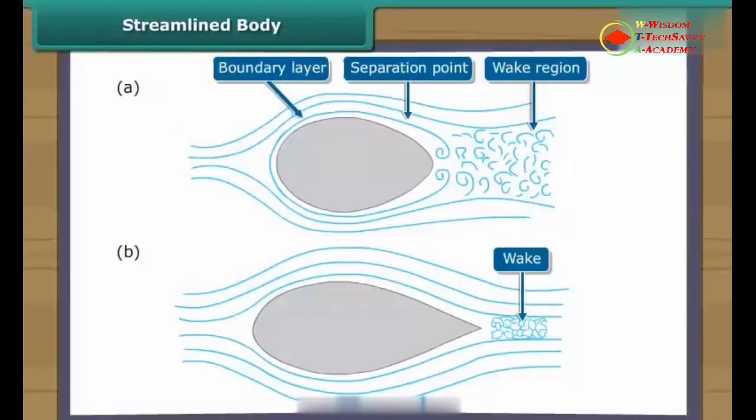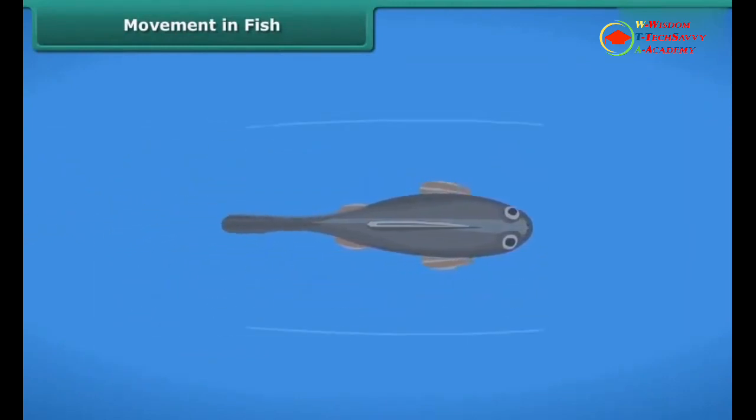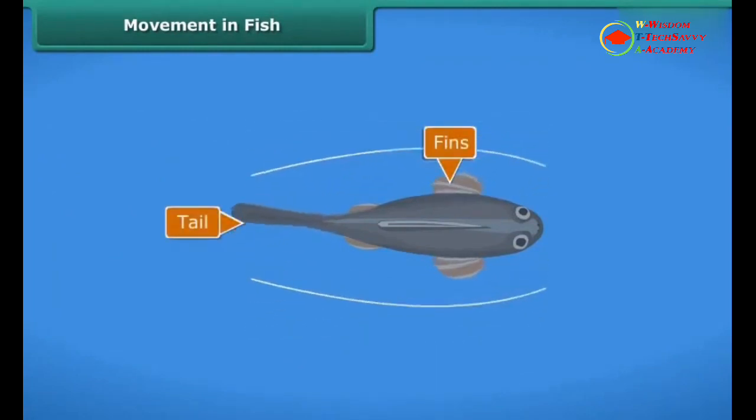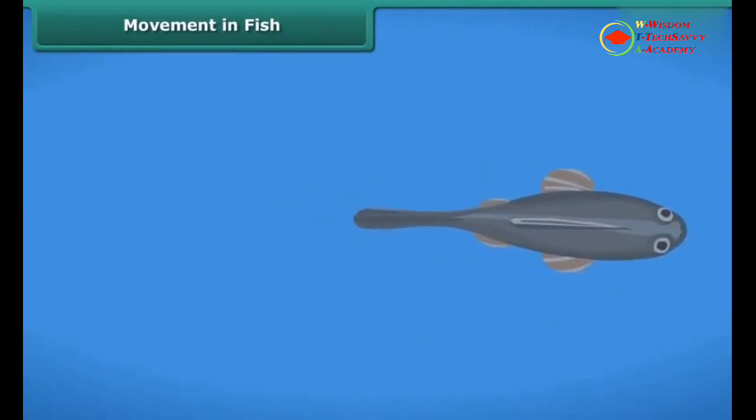Streamlined body. The shape of many objects moving through air or water is designed in such a way that friction between the objects and water or air can be reduced. The shape of the body is called a streamlined body. Movement in fish. Fish have a streamlined body which helps them move fast in water. Fish swim with the help of their fins. The tail moves from side to side and helps the fish swim in the right direction. Some fish, however, move by bending their bodies from one side to another in quick succession, which produces a thrust that helps them move forward.